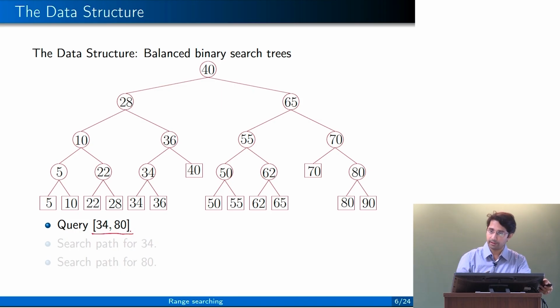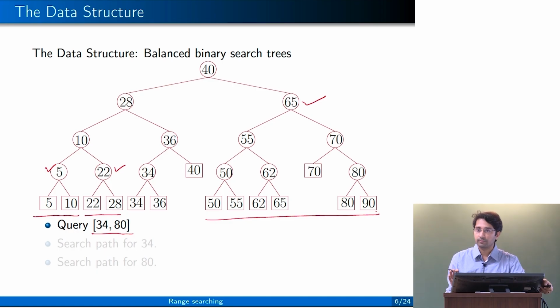So, how am I creating the balanced binary search tree? This node represents the interval 5 to 10. 22 represents the interval 22 to 38. 65 represents the interval 50 to 90. Leaf nodes are intervals where it contains only one point, and any internal node is the union of its left child and its right child. 36 is the interval from 34 to 40.